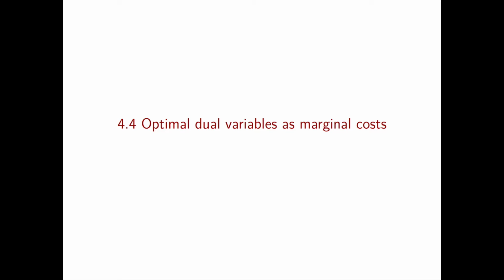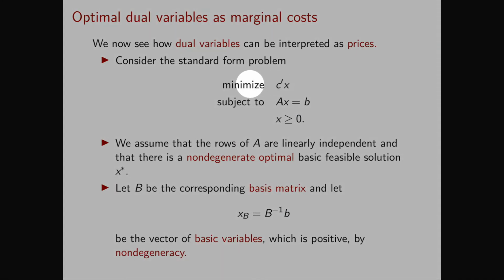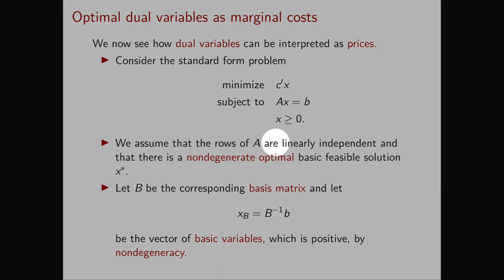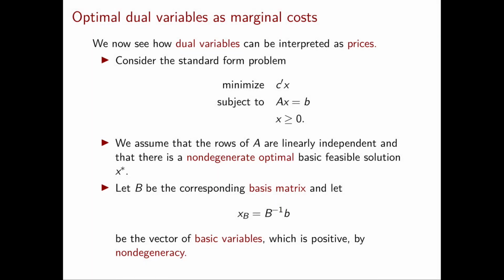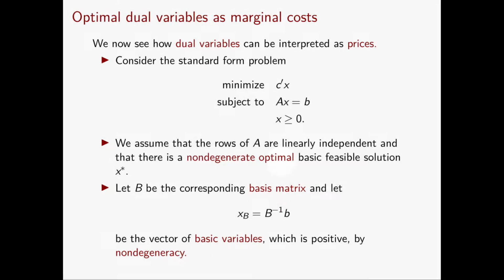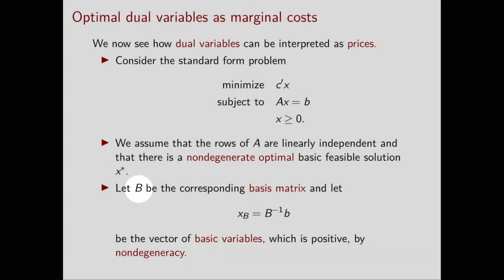In this video, we're going to see how dual variables can be interpreted as marginal costs. We start with the linear programming problem in standard form. We know that without loss of generality, we can assume that the rows of A are linearly independent. Then we assume that there exists a non-degenerate optimal basic feasible solution, and we're going to call it X star. Let B be the corresponding basis matrix.